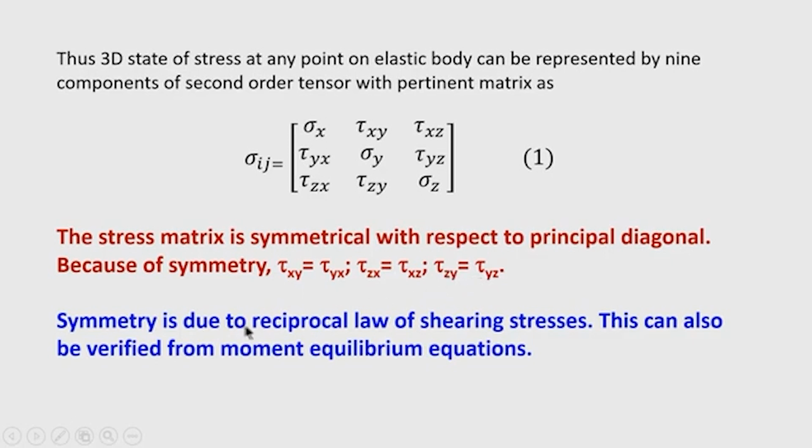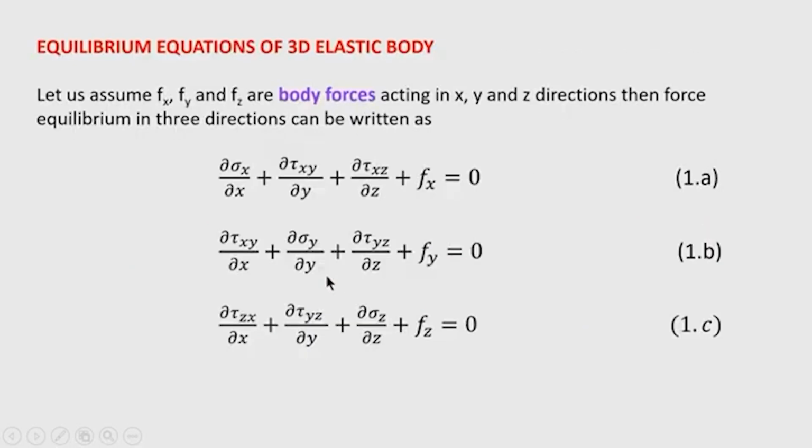Symmetry is due to the reciprocal law of shearing stresses, and symmetry can also be established from the moment equilibrium condition. If the symmetry is not there, the cubic element or any element will not maintain moment equilibrium, that means rotation is bound to take place. So, moment equilibrium is not maintained if the shear stresses are not symmetrical.